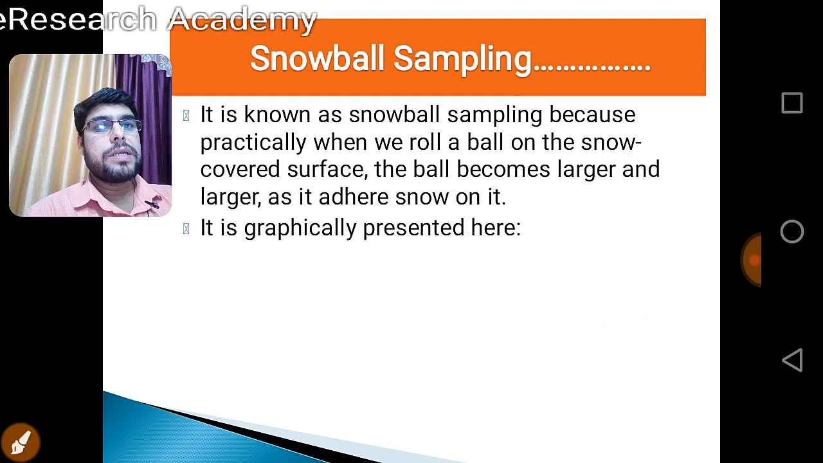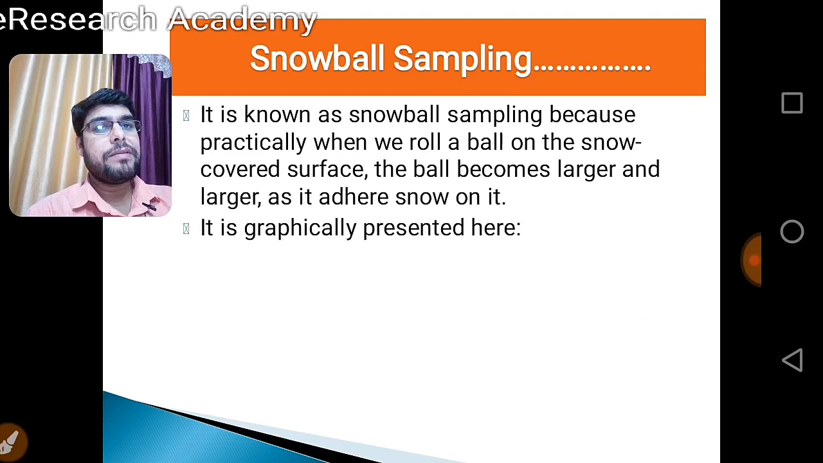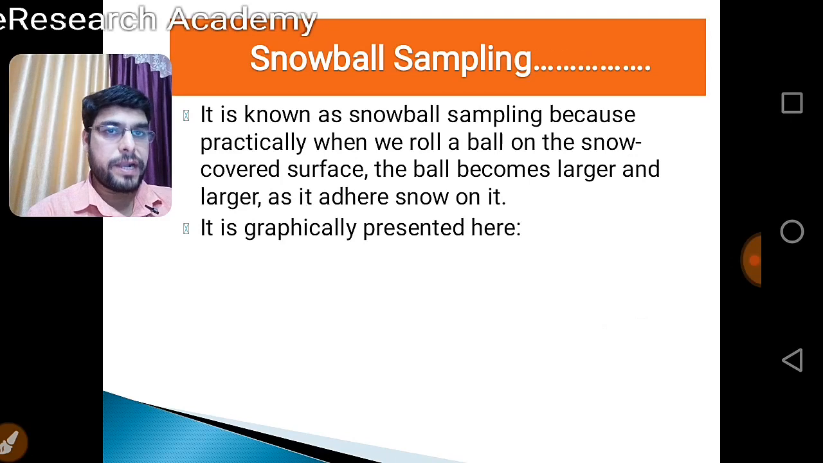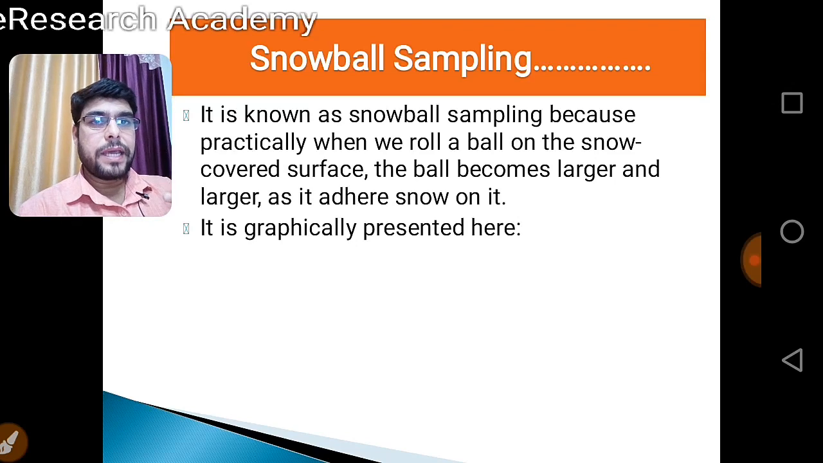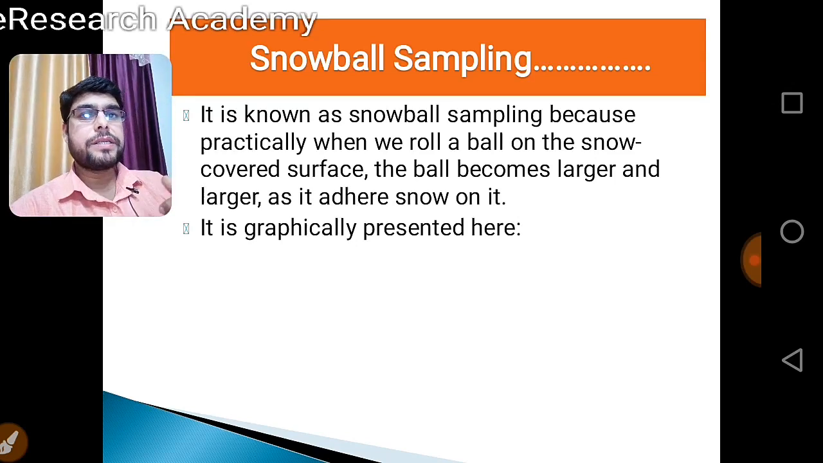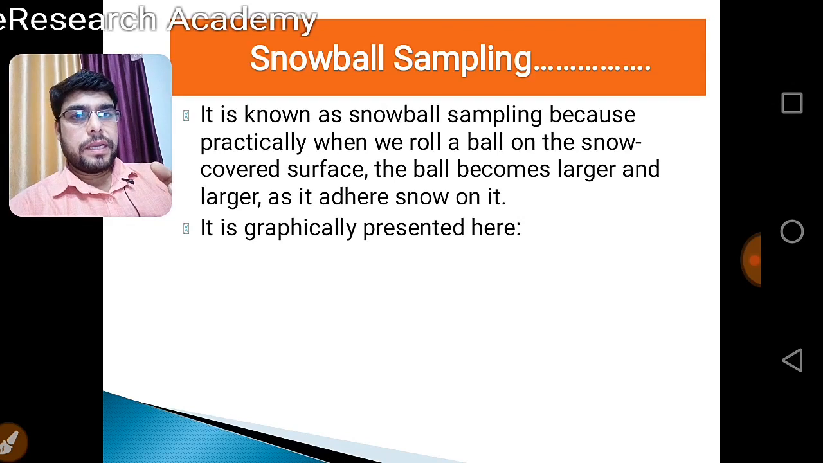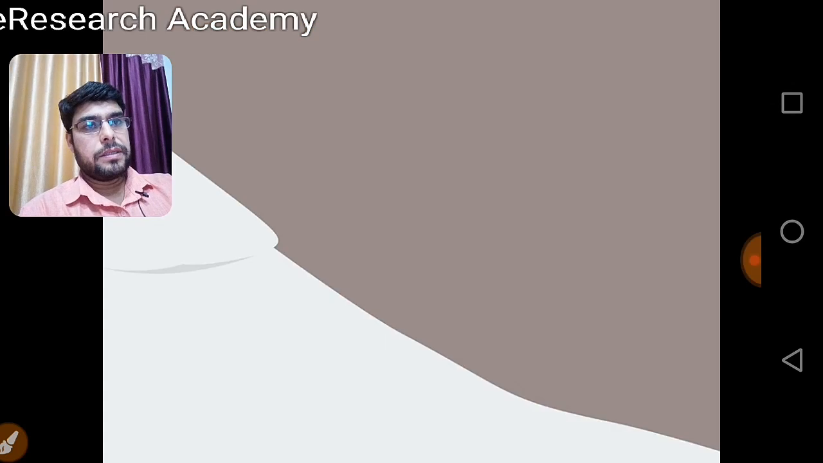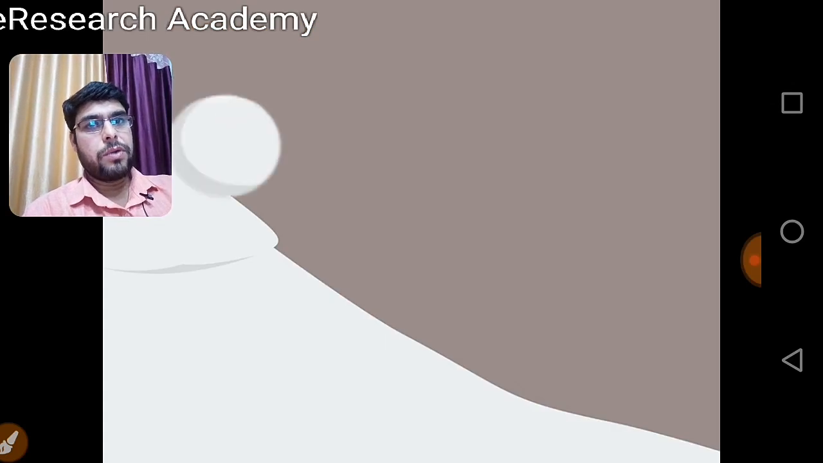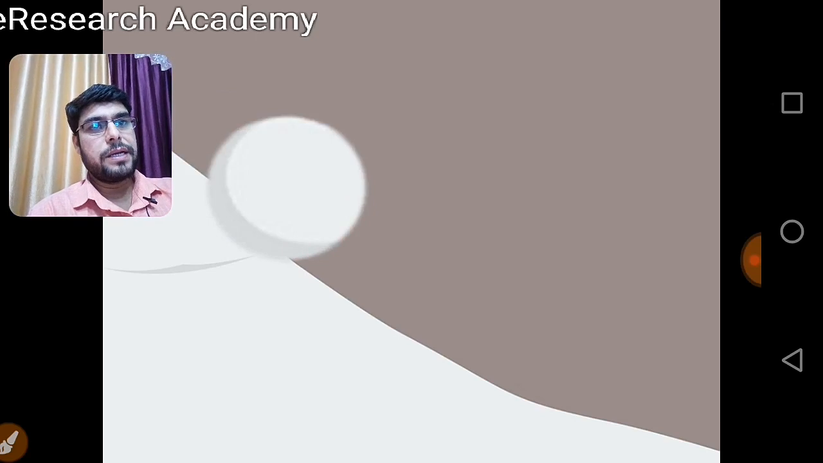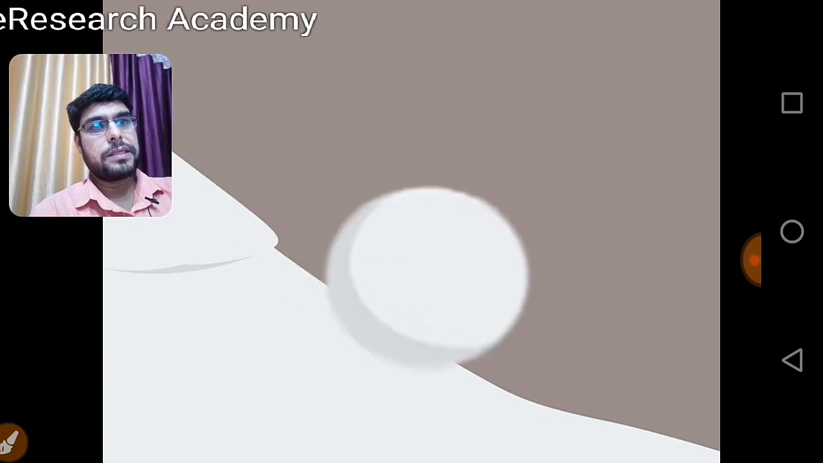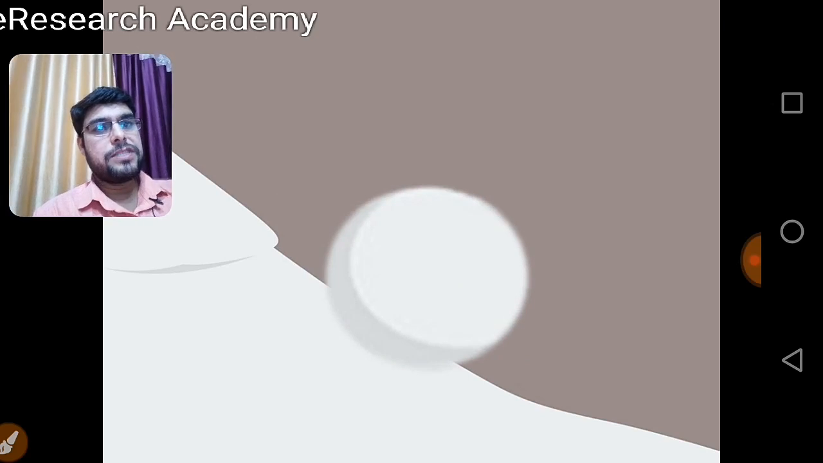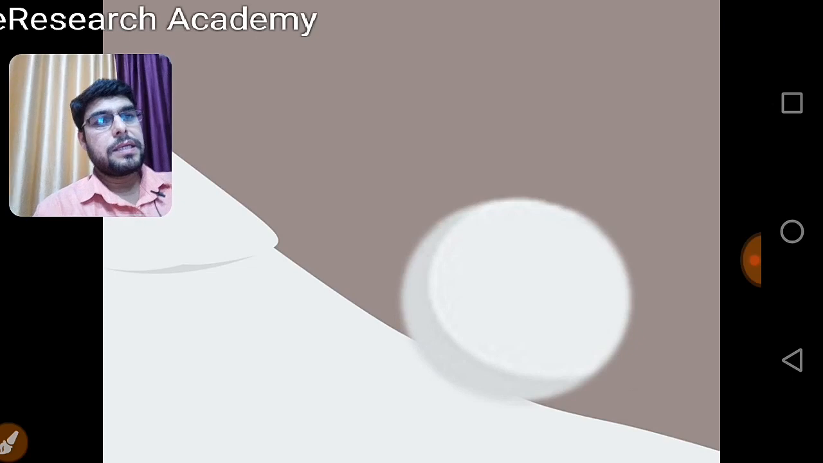And it is known as snowball sampling because when we roll a ball on a snow field or snow covered surface, the ball becomes larger and larger as it adheres snow to it, right? So it is graphically presented here. If we roll the ball on a snow field, it becomes larger and larger. So that is why this technique is known as the snowball technique, right?